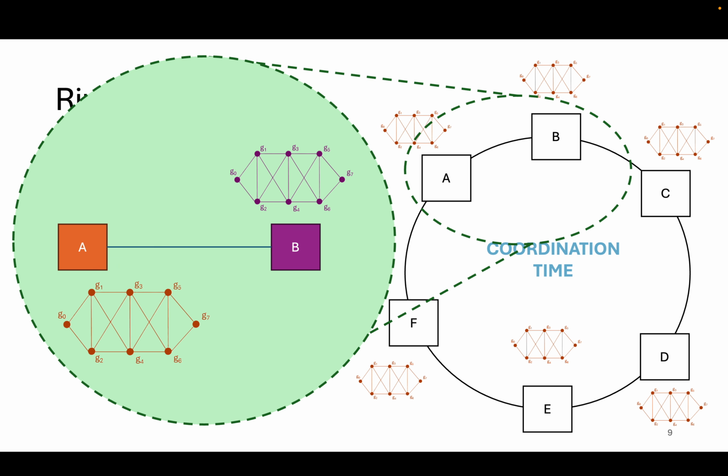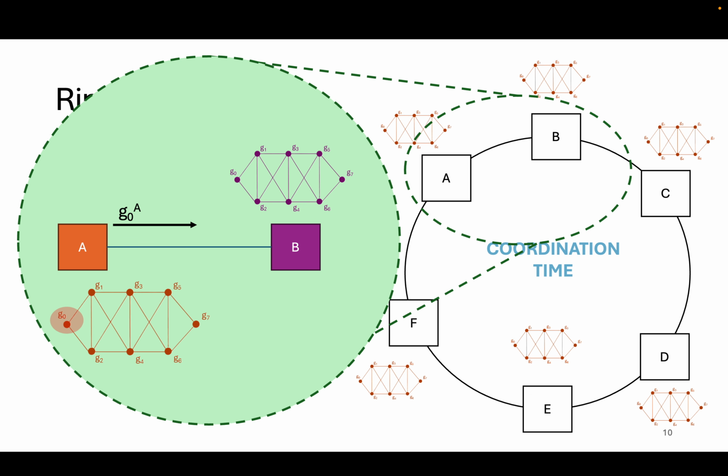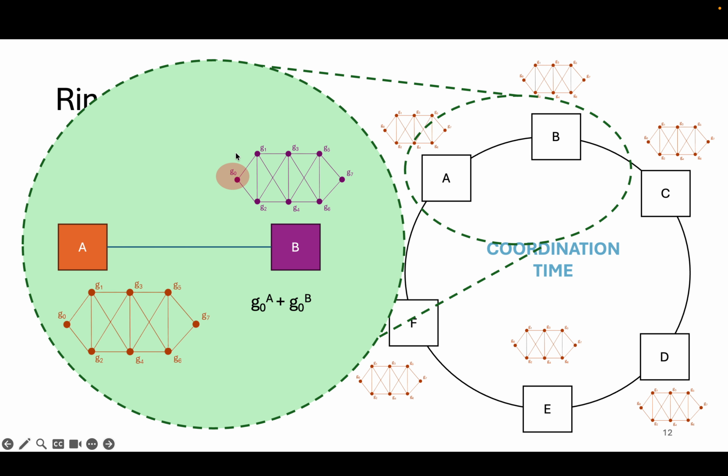Within the coordination time, what's going to happen between two devices is they're each going to have their version of the model that they've achieved after the training time, and they're going to want to share gradients of that model with the other device. For instance, Alice is going to want to share this gradient 0 with Bob. Then Bob is going to receive Alice's gradient 0 and add up its gradient.